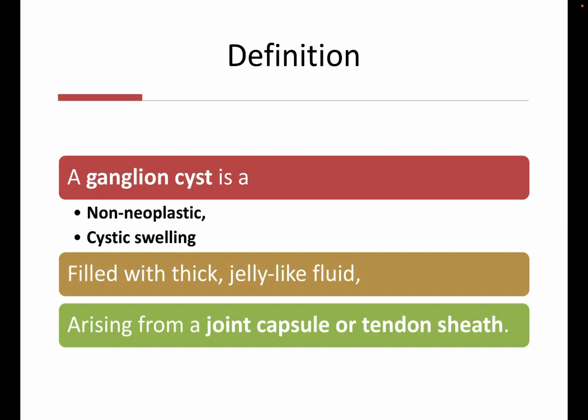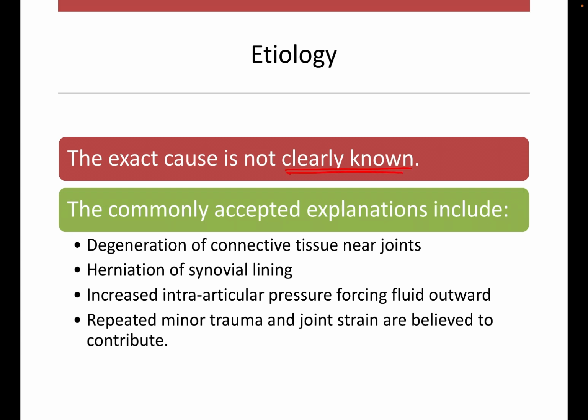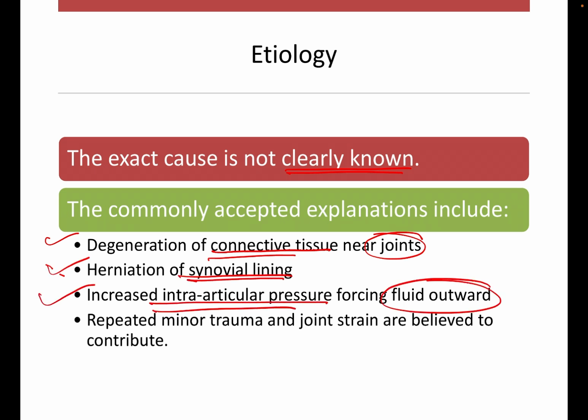A ganglion cyst is a non-neoplastic cystic swelling filled with a thick jelly-like fluid arising from a joint capsule or a tendon sheath. The exact cause is not clearly known. The commonly accepted explanations include degeneration of connective tissue near the joints, herniation of synovial lining, increased intracystic pressure forcing the fluid forward. Repeated minor trauma and joint strain are believed to contribute to it.